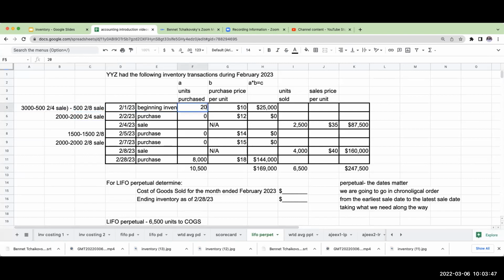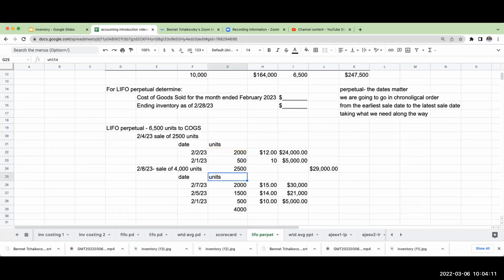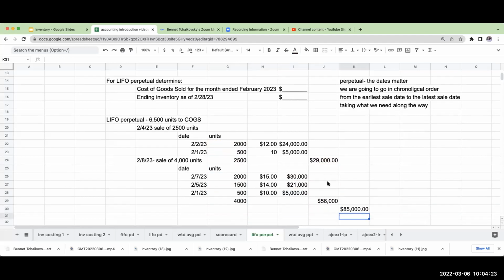Okay, so this is now going to be at 2,000. This is going to be 500 at 10 on 2/1/23. So this over here is going to be 500, or basically this is going to be 5,000. Okay. So when I go through and add up, right? So now my total units I've taken in cost of goods sold is going to be 2,500 from the February 4th sale, 4,000 from the February 8th sale. I add up these two different items of cost of goods sold, and my total cost of goods sold under LIFO perpetual is going to be $85,000.